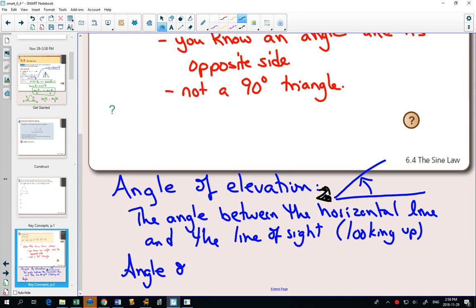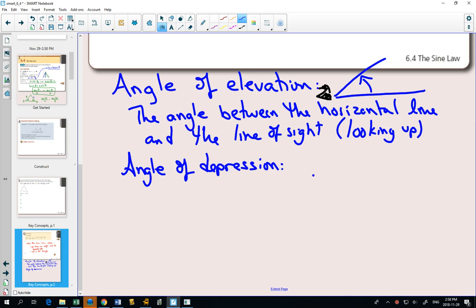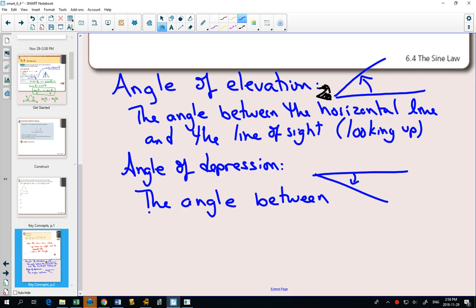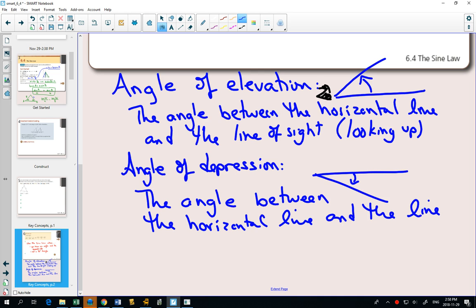Angle of depression. The angle between the horizontal line and the line of sight looking down. So those are some review definitions from grade 10.